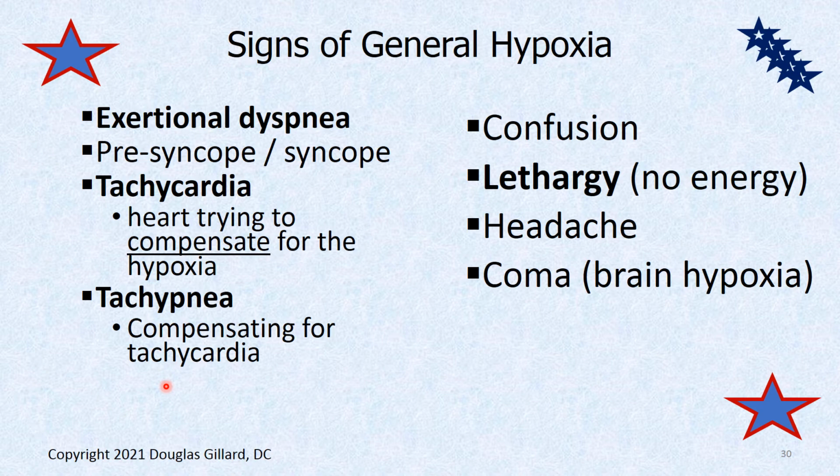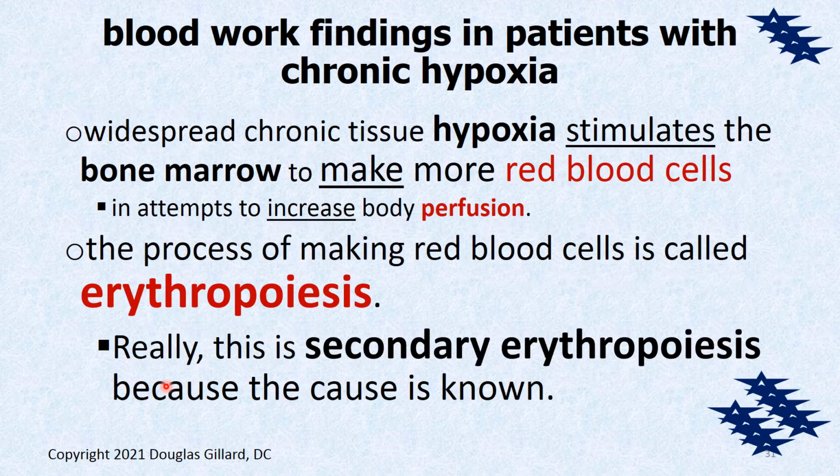Confusion, you're not getting enough blood to your brain. Lethargy, you don't have enough oxygen, you're just going to feel tired and have a headache, and if it gets bad, you can go into a coma and die from this. What about the blood work findings in these patients with chronic hypoxia?